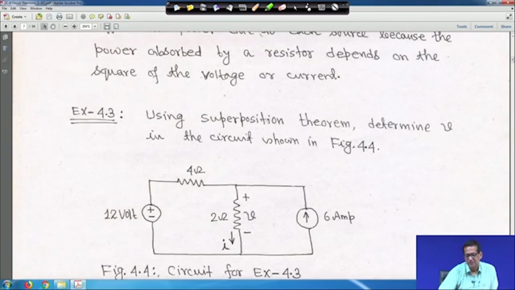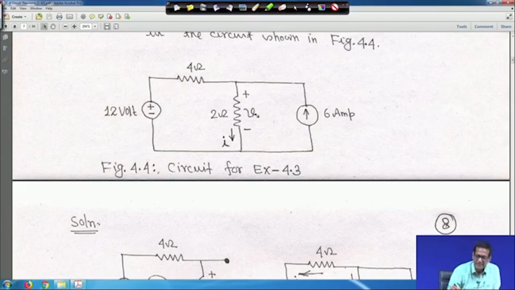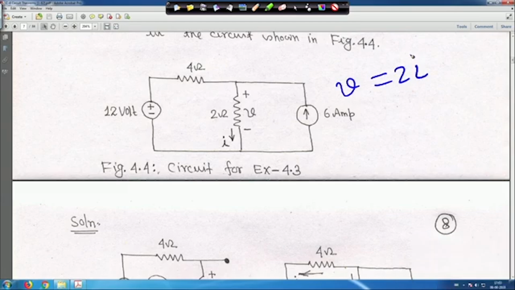Using the superposition theorem, determine V in the circuit shown in the figure. In general V is equal to 2I, because the current I is flowing. Using the superposition theorem, there is one independent voltage source of 12 volt and one independent current source of 6 ampere, right. Now how will we do it? To apply the superposition theorem, we will take only one source at a time. Look how we can make it.